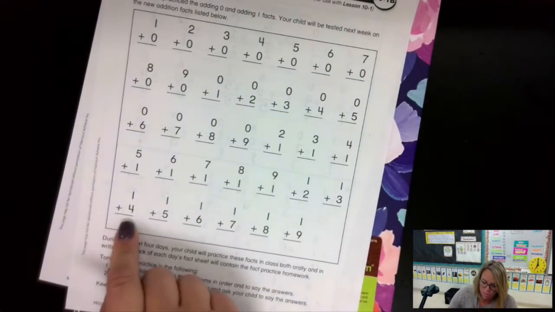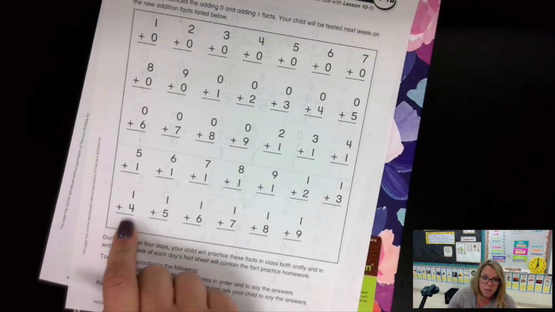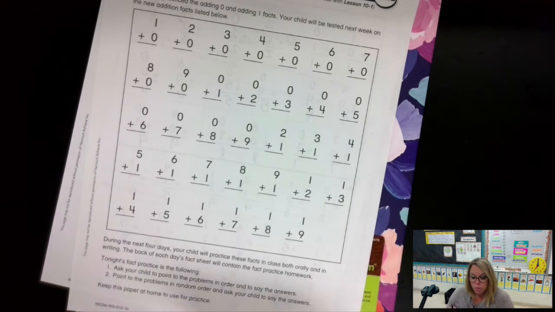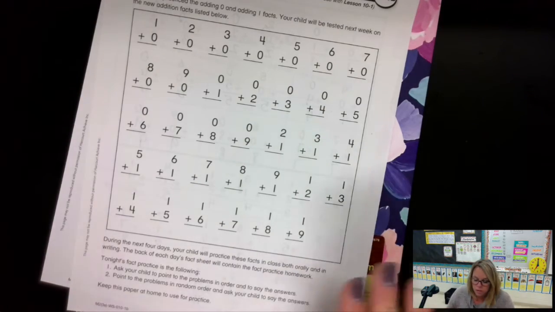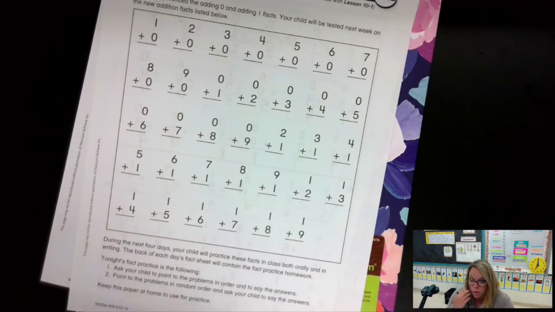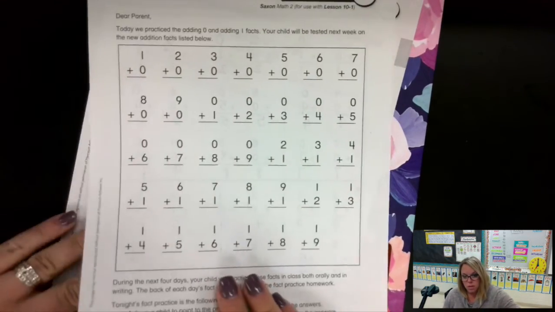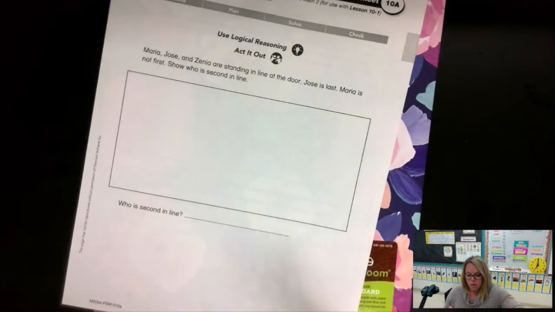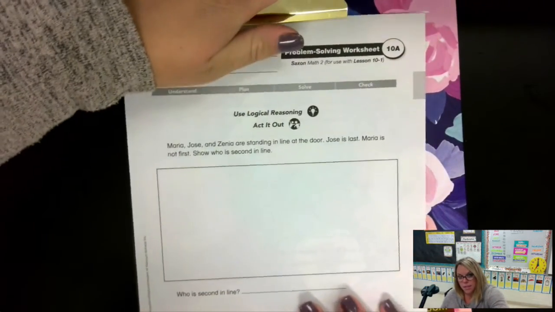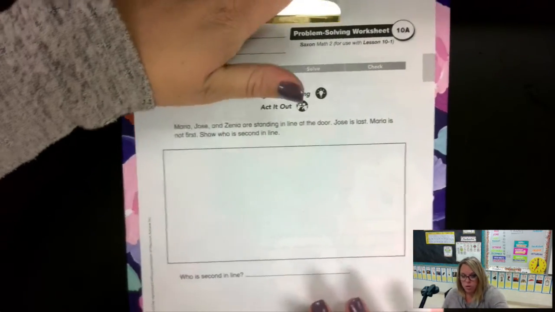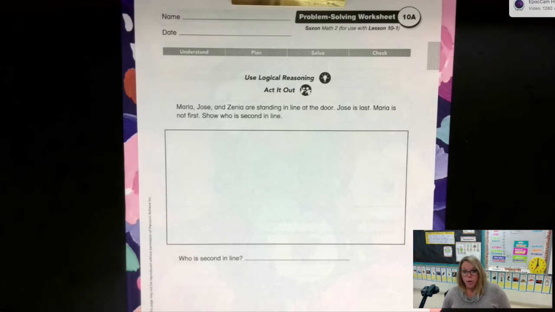Then they can say, oh, this one, 1 plus 4 is 5, right? And they can go through and they can test you, quiz you on those in random order. Don't do them in just regular order. Do them in random order, just like you would normally see them, okay? So that sheet, you can keep it home so you can practice. The other sheet you are going to do for your homework tonight.